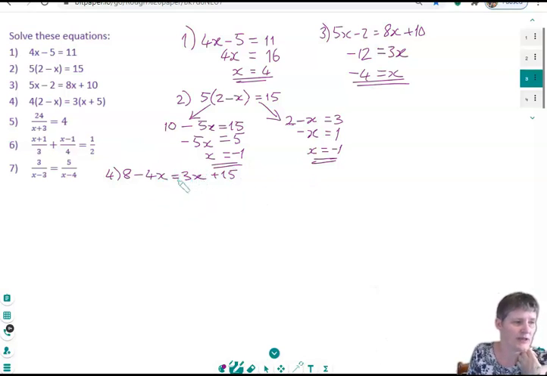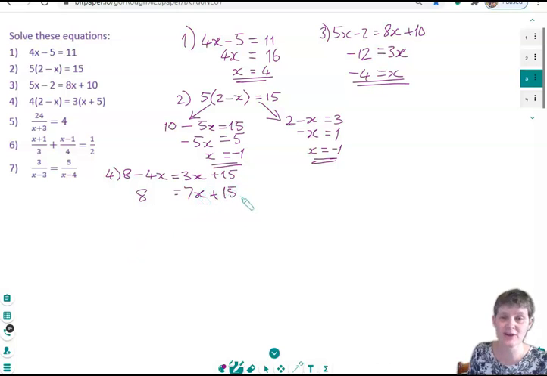Now if we took away the 3x from this side, we'd end up with negative 7x on the left. So let's again put the x's where we've got the most x's to start with. So we've got positive 3x on this side and negative 4x on that side. So although there's 4 of them, it's negative 4 of them. So let's add 4x to both sides. So it disappears from there, and it's added on to the 3x on this side. So we end up with 7x on the right. So that leaves us with 8 equals 7x plus 15.